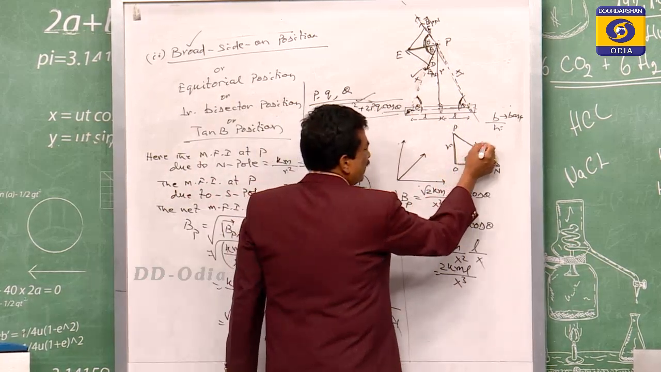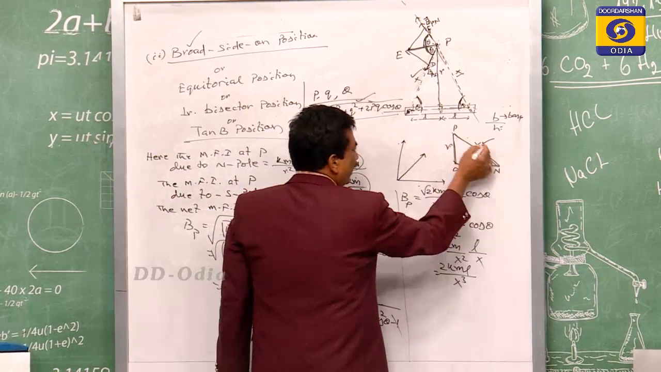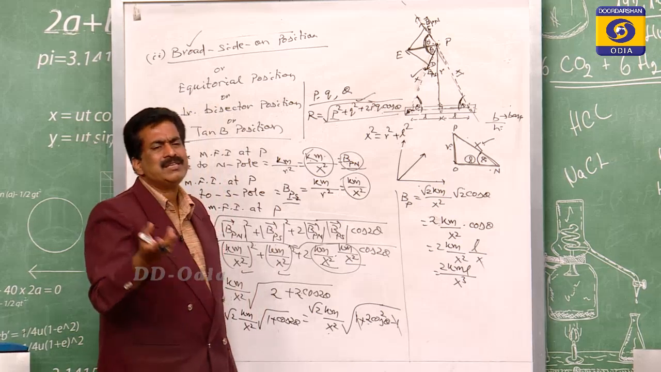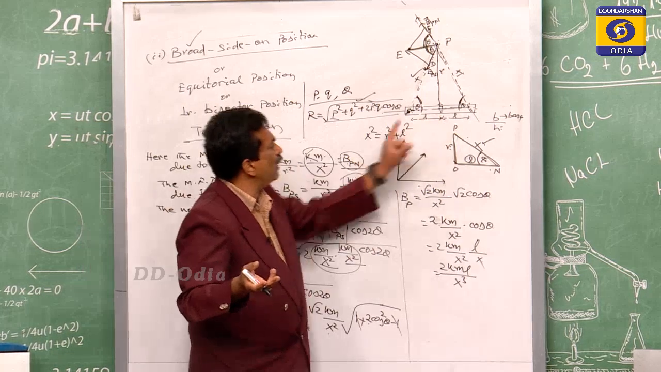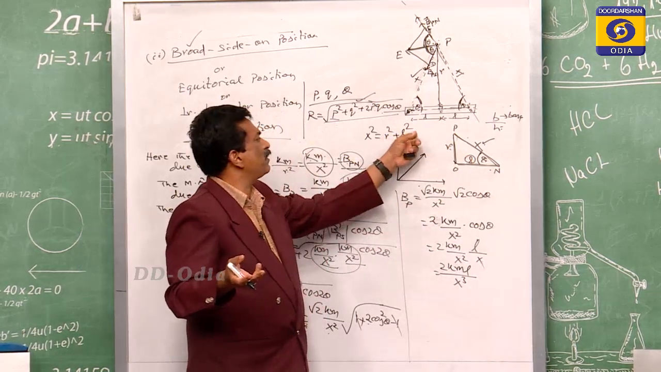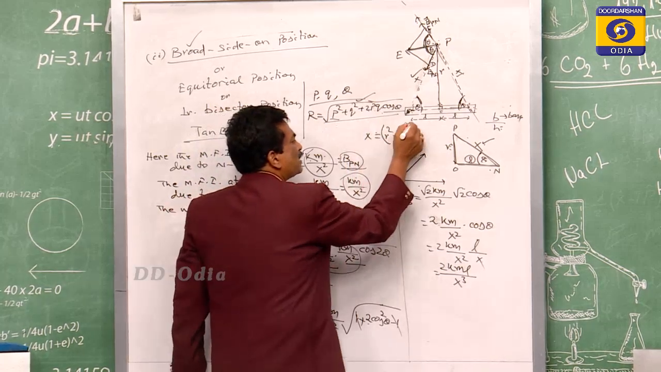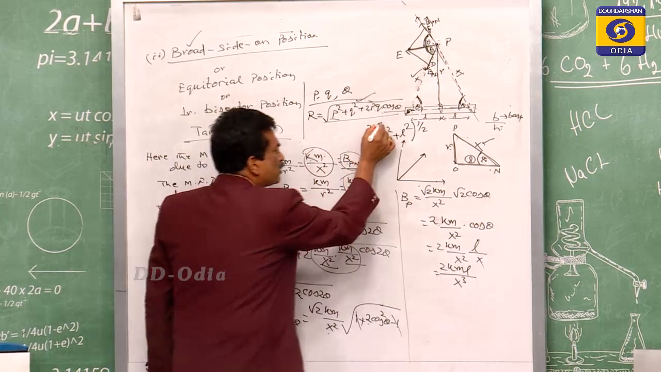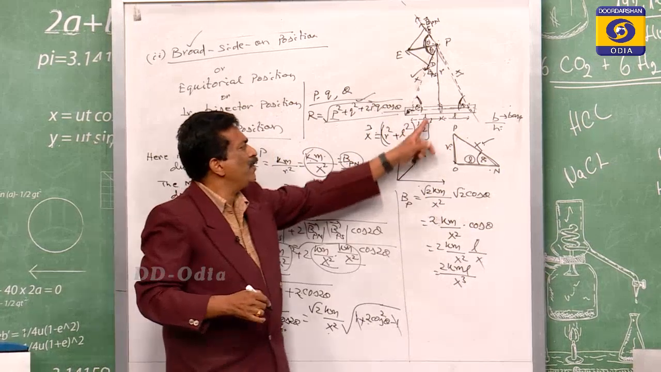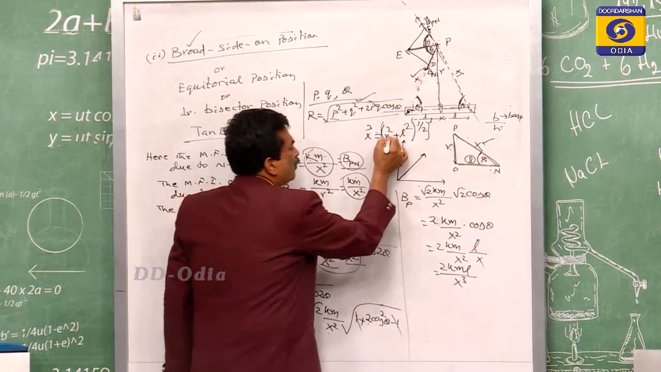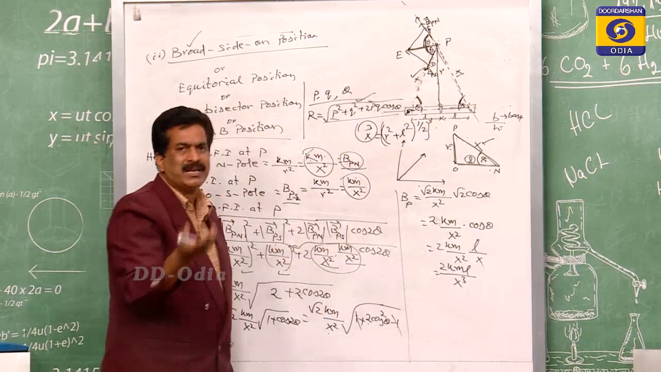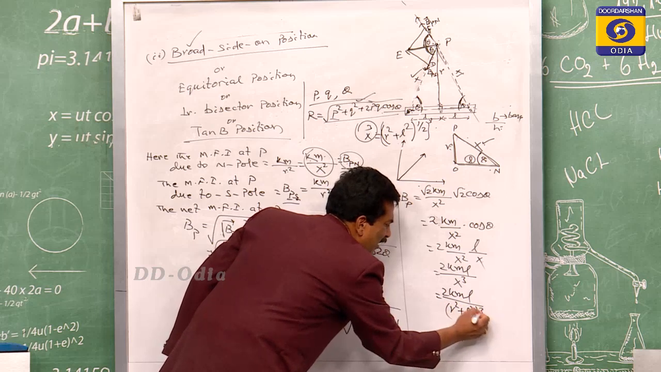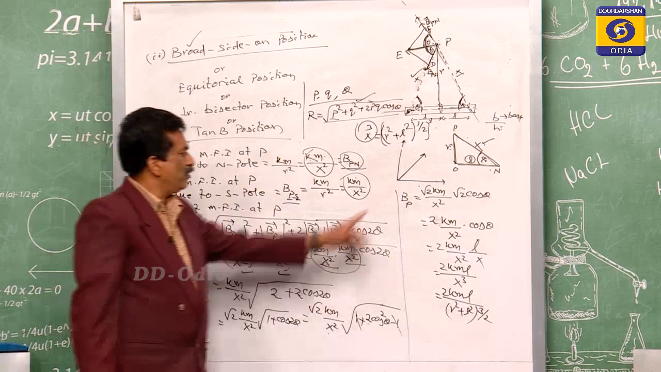You see, if this is x, this is the hypotenuse. So in that triangle we can write x square is equal to R square plus L square, meaning hypotenuse square is equal to base square plus perpendicular square. This is the perpendicular, R, and this is the base, L. So x is (R square plus L square) to the power 1 by 2. Here it is x cube, so the power 3 by 2. So x cube is (R square plus L square) to the power of 3 by 2. This is your B_P.